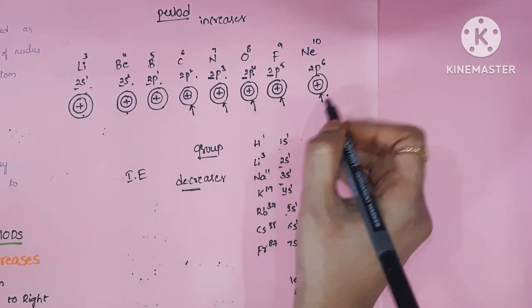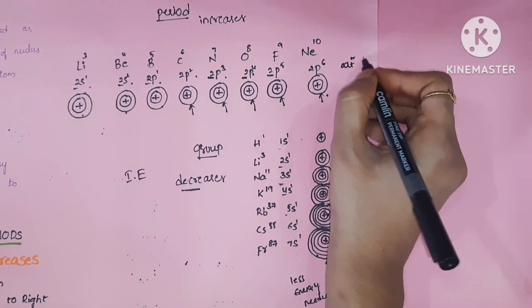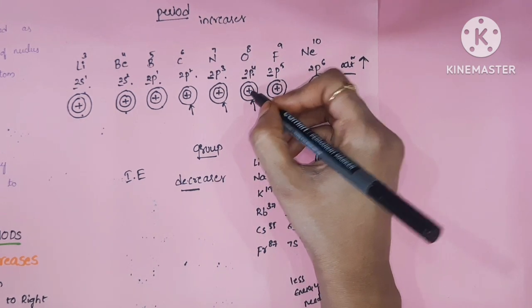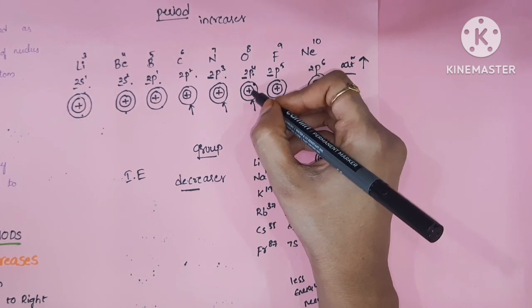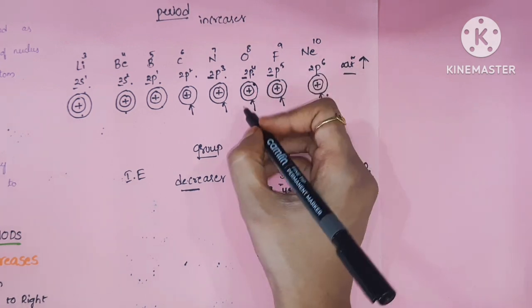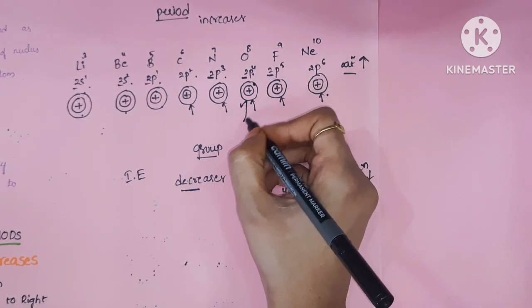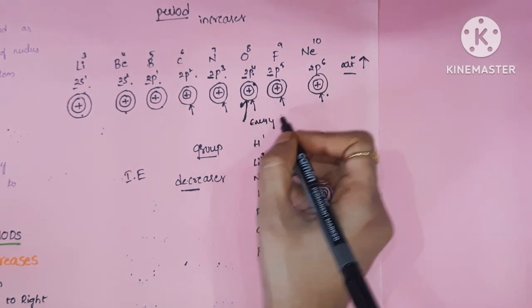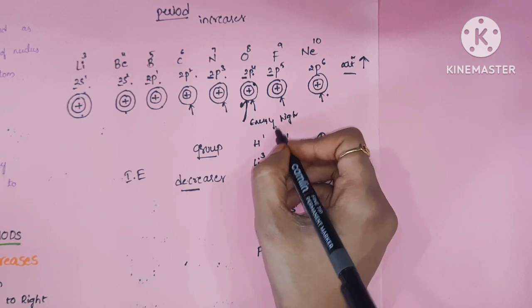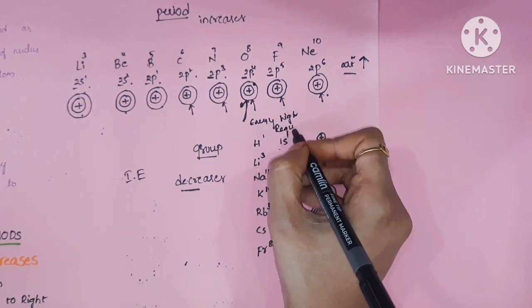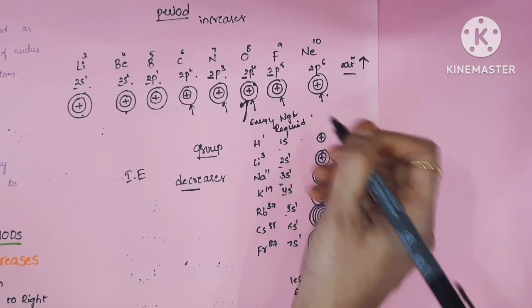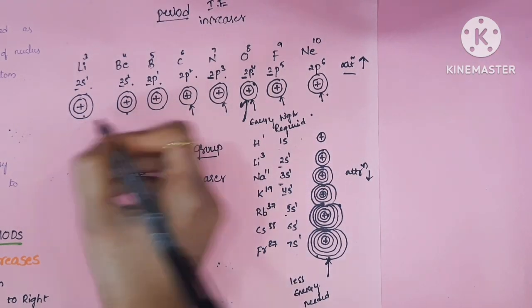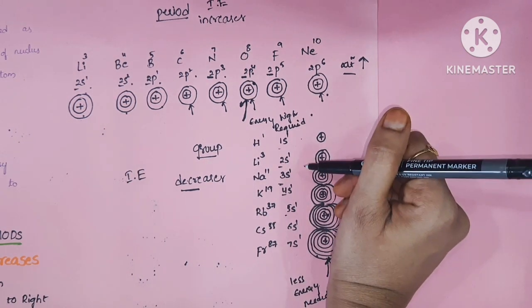If the size remains the same, attractions between the nucleus and outer electrons are very high. If the attractions are very high, then obviously we can't remove the electron from it. That means high energy is needed. That's why ionization enthalpy increases from left to right in periods.